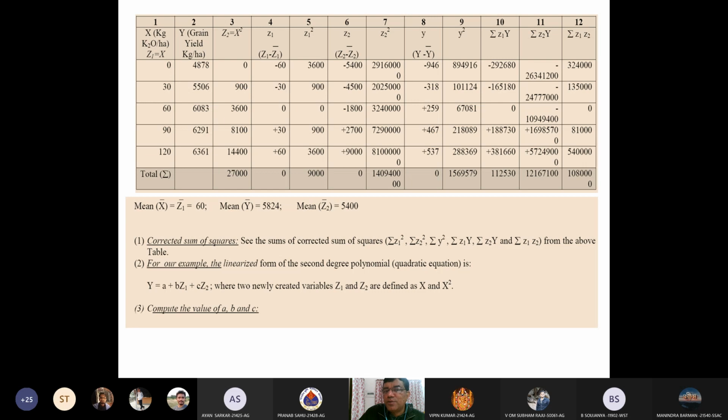Then you need to calculate some cross products at column numbers 10, 11, 12. Based upon these signs, you can calculate them. First is small z1 into capital Y, then z2 into capital Y, and then small z1 into z2. So you need to calculate several parameters to know the value of A, B, and C. This is how we do the analysis to compute the value of A, B, and C. That means we are fitting the equation.